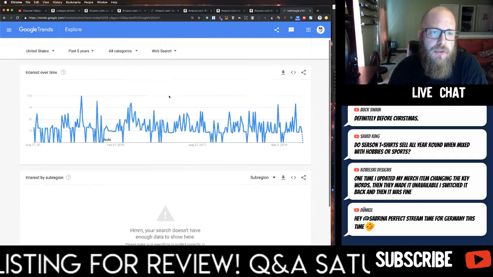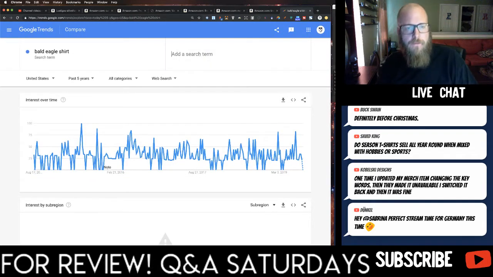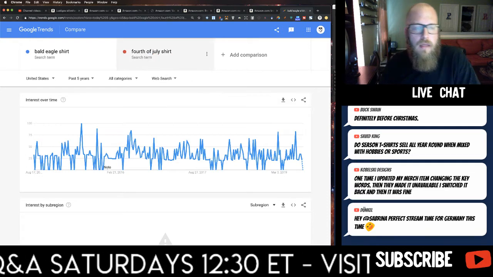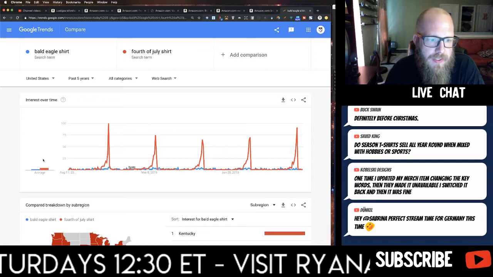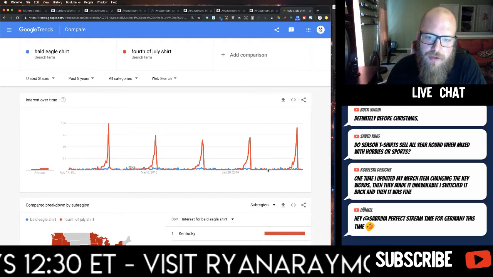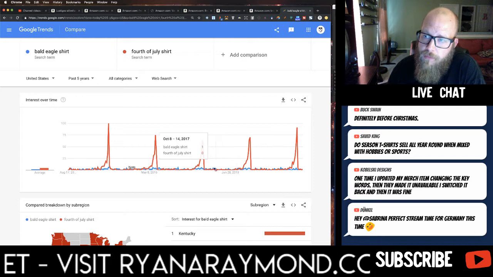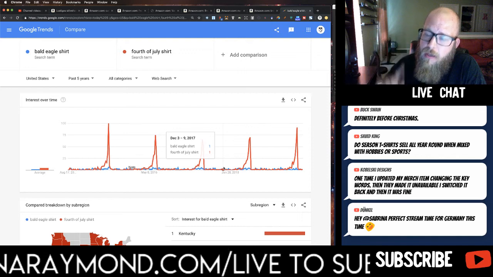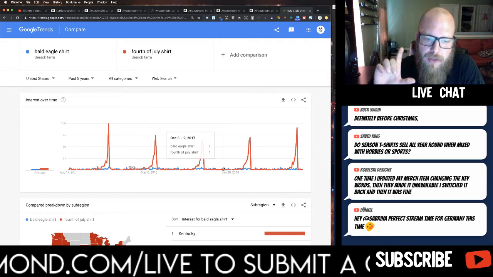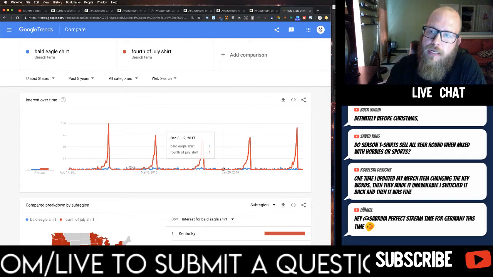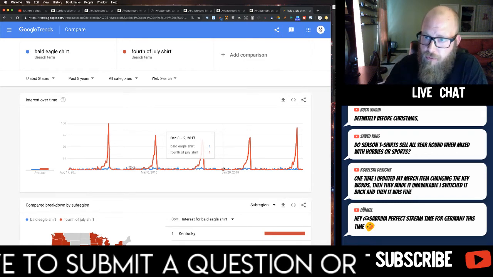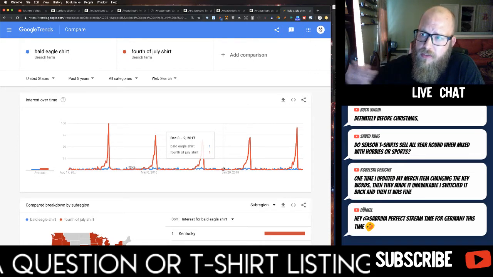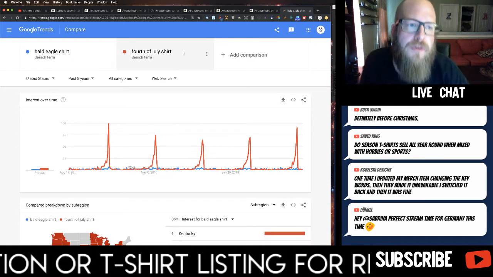Now, when you change it to compare it to 4th of July, it's going to be buried way down there, but you can see throughout the year, the bald eagle shirt performs better than the 4th of July search term year round, rather than at just one time of the year. So that's how you look at your seasonally trending designs, and you make them an evergreen, something with a lower search volume that's just going to continue day after day and keep selling. Now let's talk about the third type of thing.